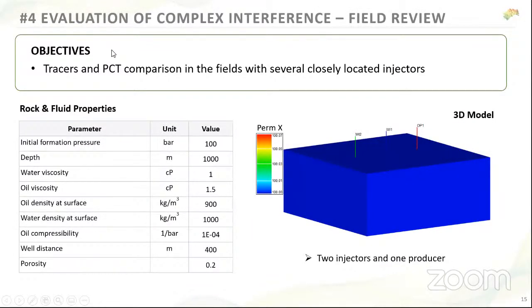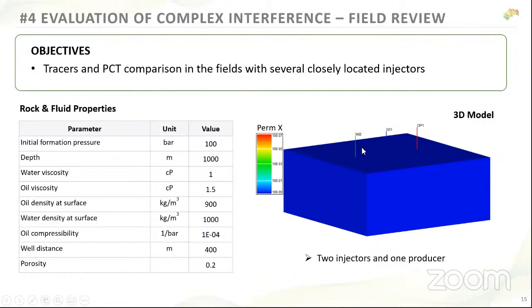Okay, and last but not least, the case of complex well interference. For example, we have one producing well in the part of the reservoir and 2 injectors, WE1 and WE2. And the closest injector is 1 and the far injector is 2. And we have wanted to understand the reservoir properties between the farthest injector and the producer.